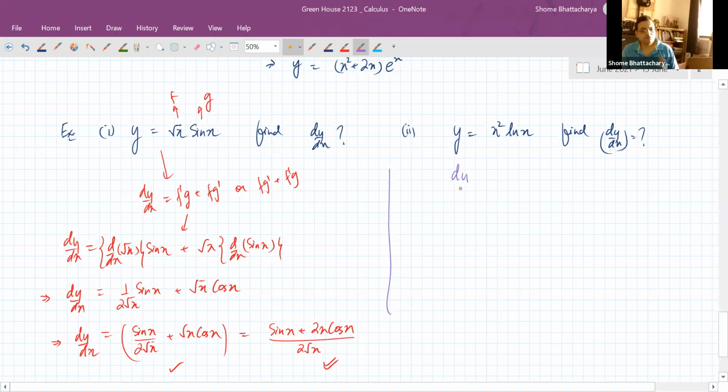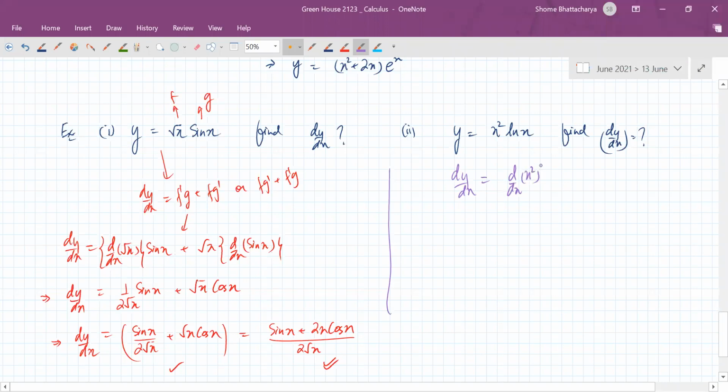Okay, so here we will take the differentiation as, again, differentiation of first function x square.